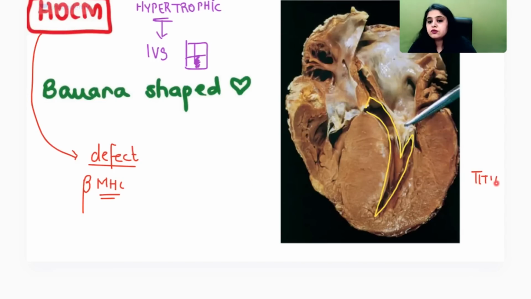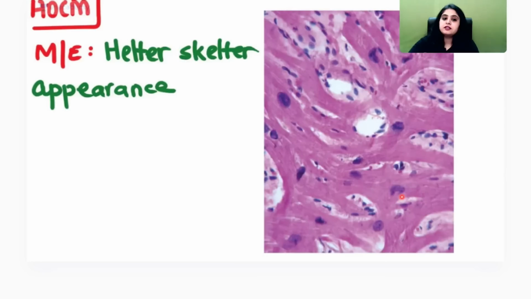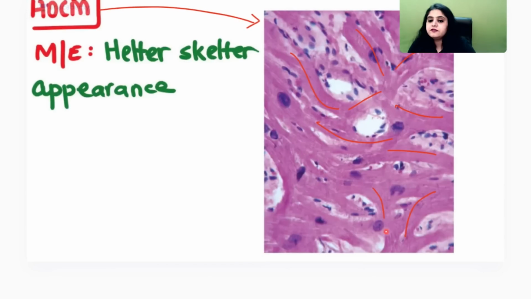When I say titan mutation, where does it occur, guys? Titan mutation is in dilated cardiomyopathy. Beta myosin heavy chain defect is seen in hypertrophic cardiomyopathy. I see a banana shaped heart. And thereafter, when I do the microscopy of hypertrophic cardiomyopathy, I see helter-skelter. Can you see all muscle fibers going in different directions?